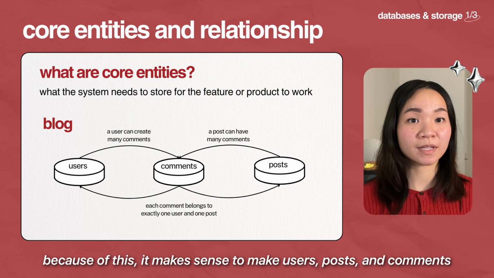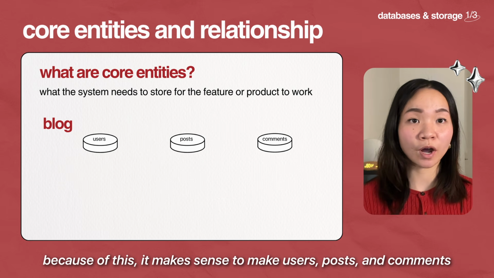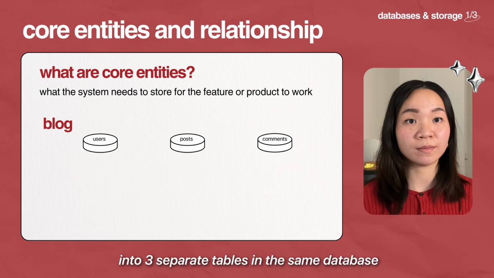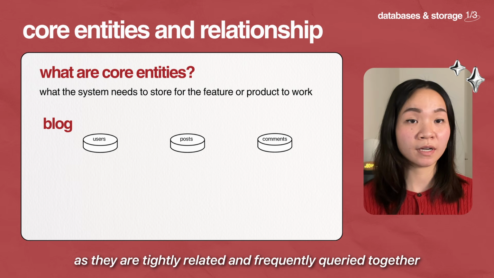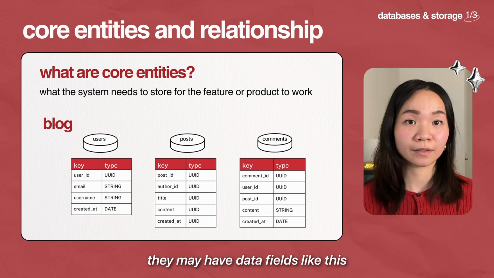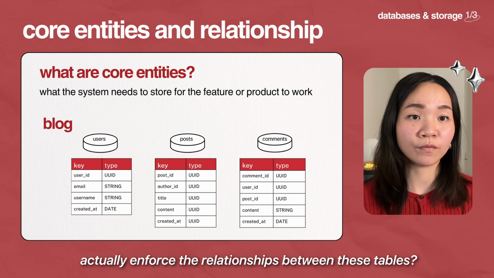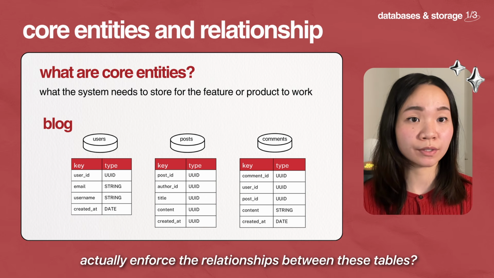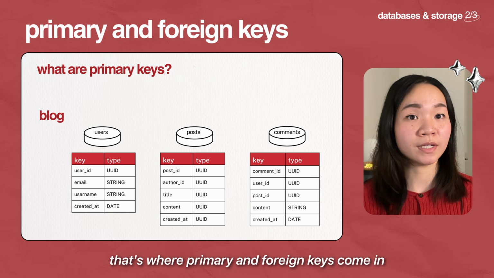Because of this, it makes sense to make users, posts, and comments into 3 separate tables in the same database, as they are tightly related and frequently queried together. They may have data fields like this. Now, how does the database actually enforce the relationships between these tables? That's where primary and foreign keys come in.